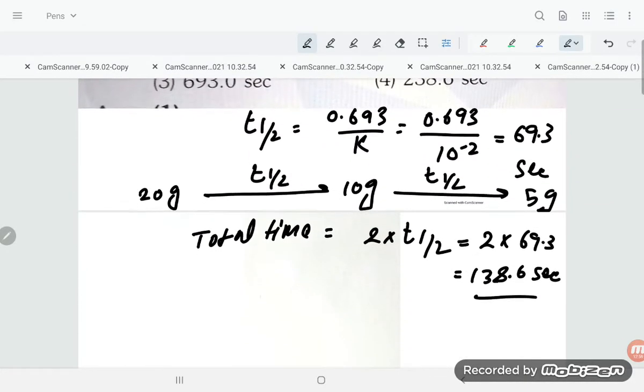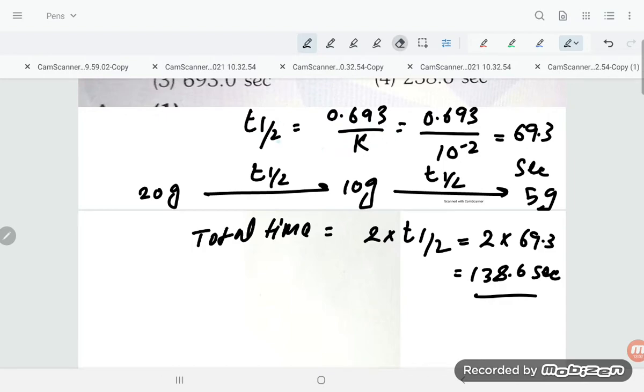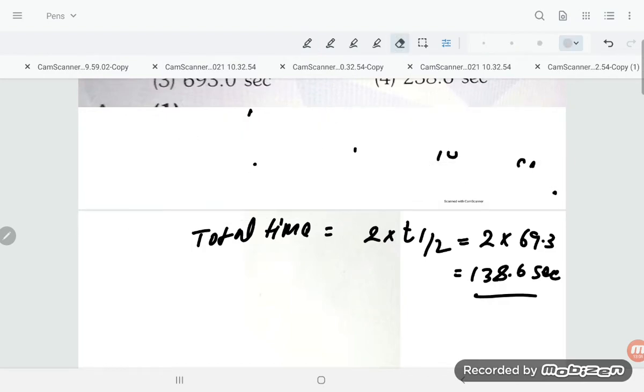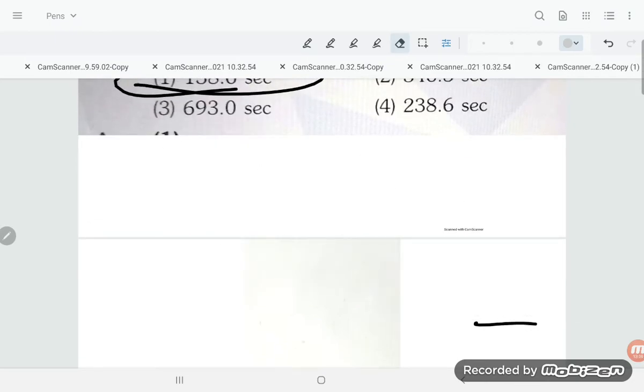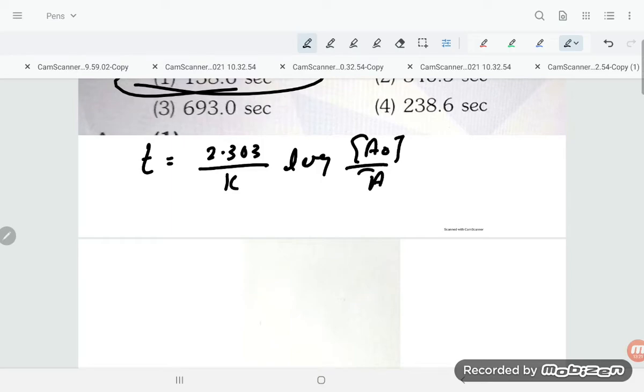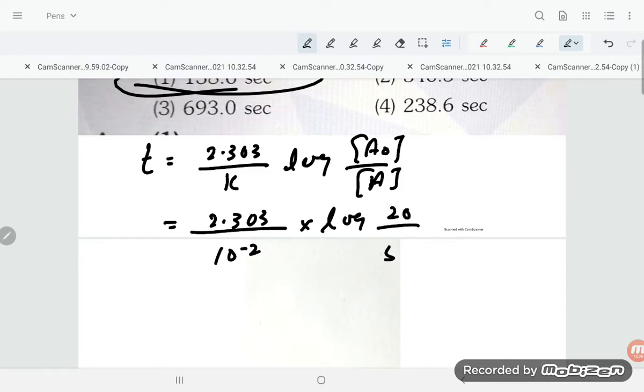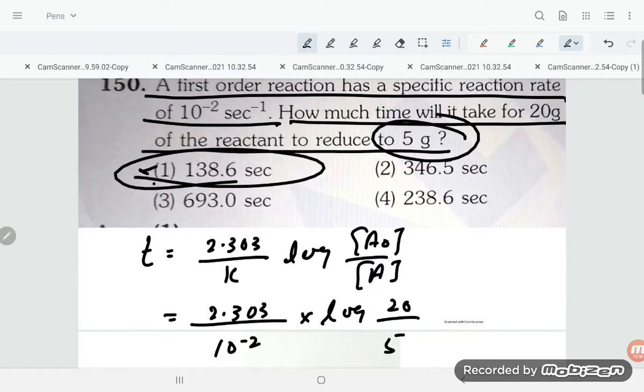You can solve it by a different method also. Let us move. Okay, I am going to solve it with a different method, students. So what is the different method? T is equal to 2.303 upon K into log of A naught upon A. So 2.303 upon K, the K value 10 to the power minus 2, into log of 20 by 5, so that is log 4. If you solve it, it will come 138.6 second. So the correct option is option number 1.